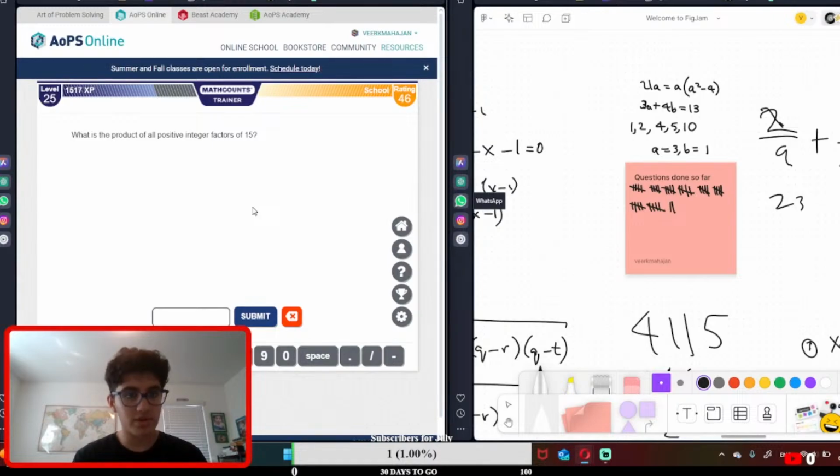What is the product of all positive integer factors of 15? Well, how many sets are there? It'll just be 15 to the power of 2, right? Because it's just 3 times 5, so 15 squared. You could have also listed them out. So if you're raising the whole thing, it becomes the fourth power.